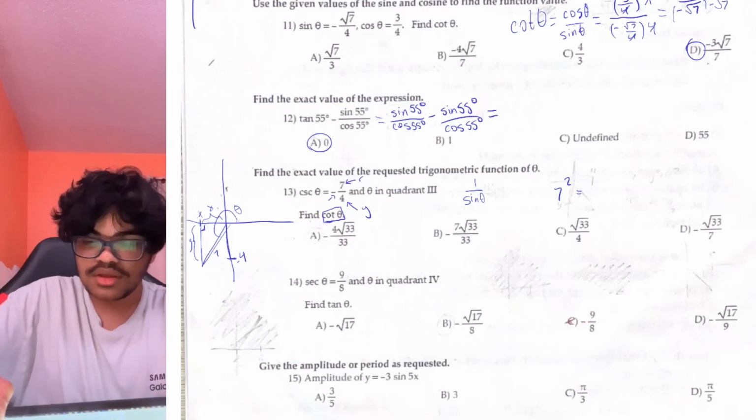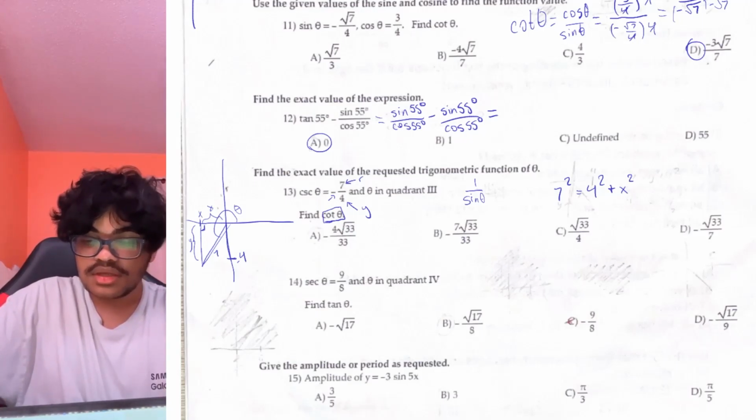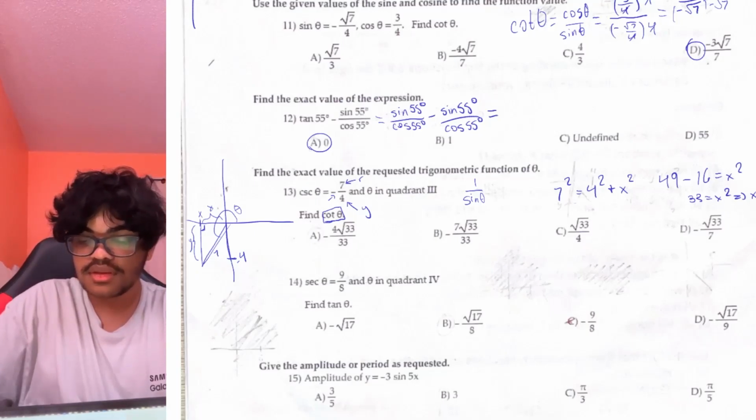And then we can put 4 squared, and then plus our unknown side, x squared. Now we can subtract 4 squared on both sides, so I'll expand out the squares. 7 squared is 49. If we subtract 4 squared, which is 16, we get 33 is equal to x squared, and then x is equal to plus or minus the square root of 33.